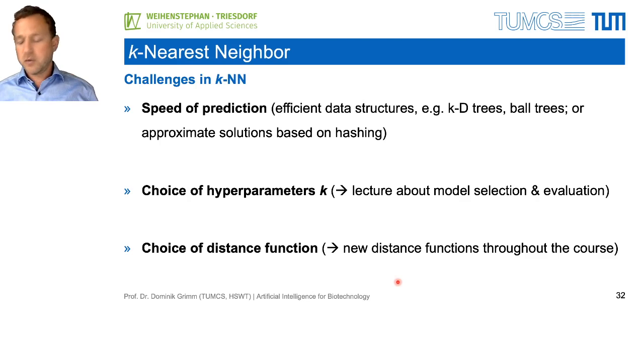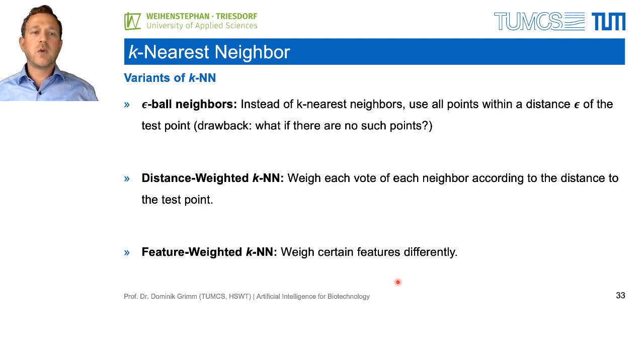There are also variants of the k-nearest neighbor classifier. For example, the epsilon ball k-nearest neighbor classifier. So the epsilon ball uses, instead of k-nearest neighbors, all the data points that are within a certain distance epsilon of my test point. However, there are drawbacks. What is happening if there are no such points? So if I select epsilon to be, for example, 10, maybe there are no points within a distance of 10. So that might be a disadvantage of this variant.